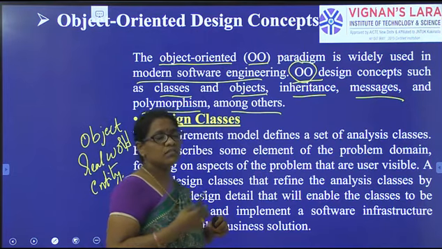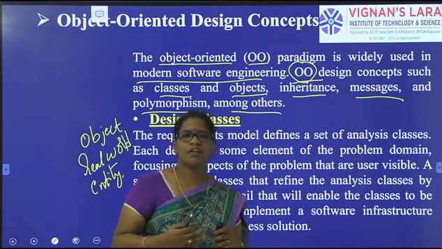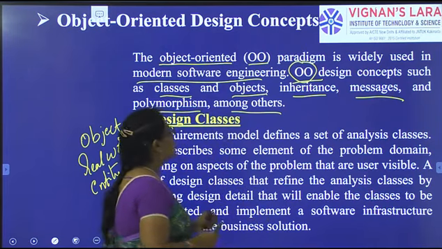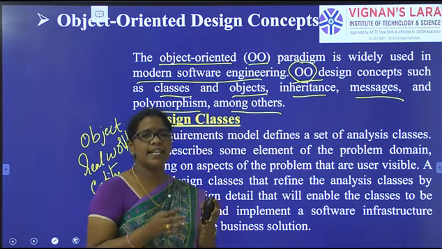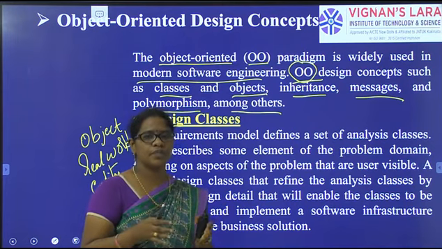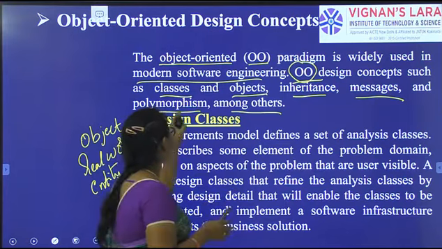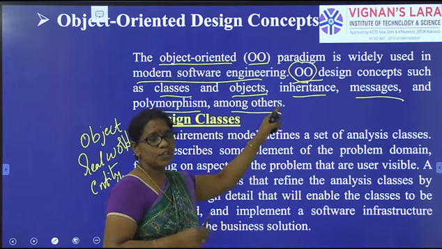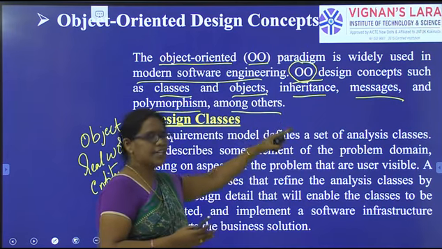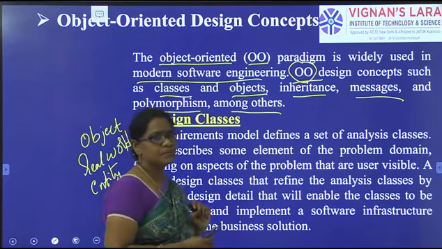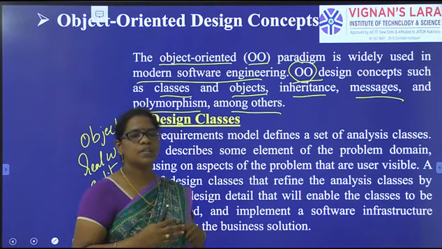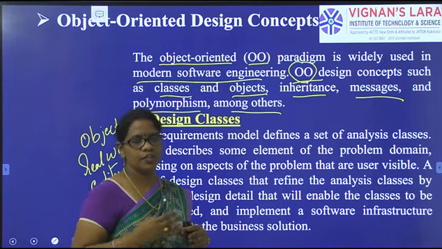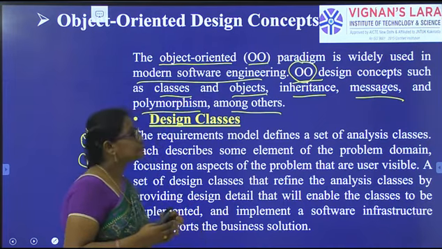So what are the concepts available in object-oriented? The first one is classes. We have seen classes. A class is a set of attributes and functions of an object, the behavior of an object. Next, objects. Classes and objects. Next, inheritance. That is one concept. Then messages and polymorphism. These are the concepts that come under OOPS, object-oriented.